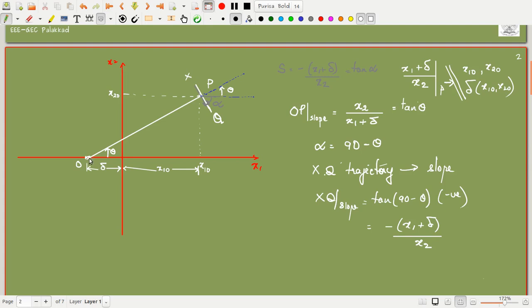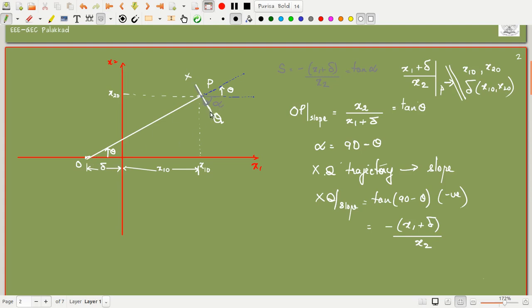Then, in order to draw a perpendicular to any line, we have to draw an arc with radius OP and center O. A short arc is effectively a perpendicular to this line. So XQ is in fact the arc drawn with O as center and OP as the radius. So we will get a very small part of the trajectory using this delta here.